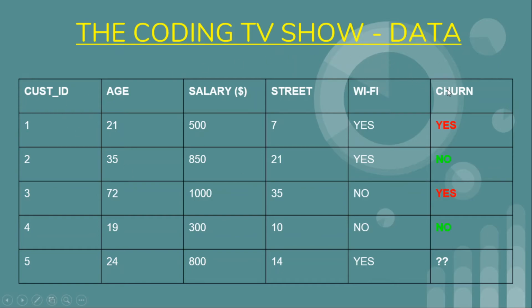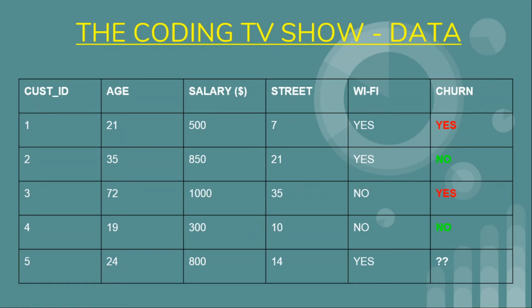So in the first one, the first customer with customer ID 1 did not come back. So this customer churned or left. The second customer remained. So the coding TV show has retained this customer. Moving on to customer ID 3, this customer churned, ID 4 did not churn.